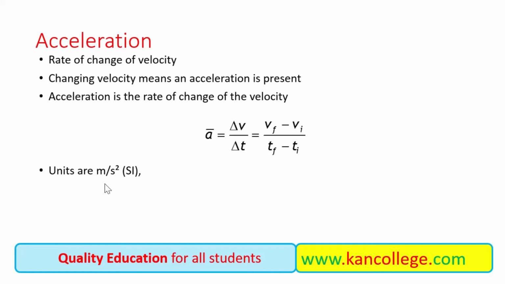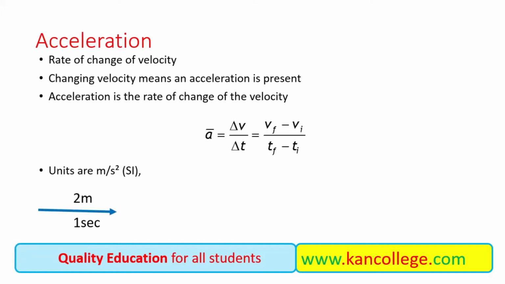The SI unit of acceleration is meter per second per second, which means meter per second square. The first meter per second is for the velocity, and the second is because of the next second, which is in the denominator because of the time. So meter per second square is the unit of acceleration.